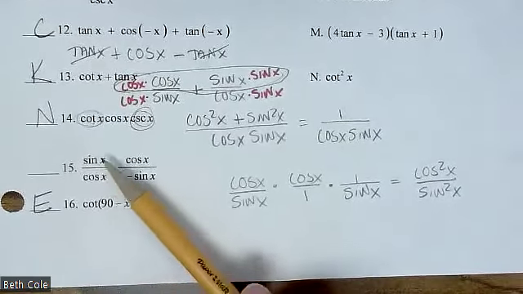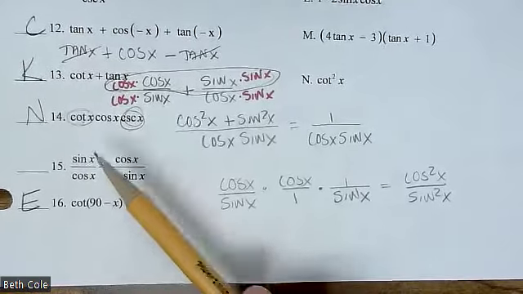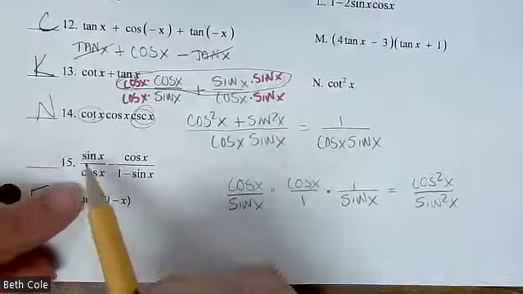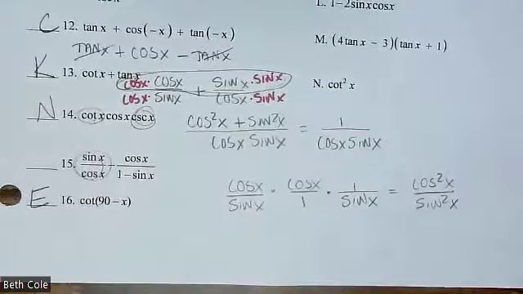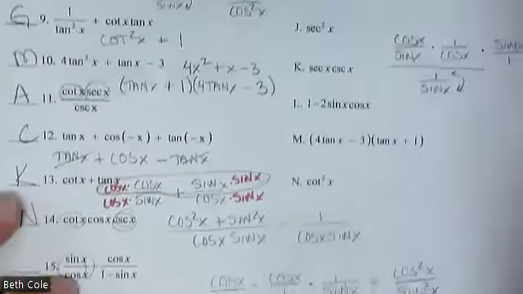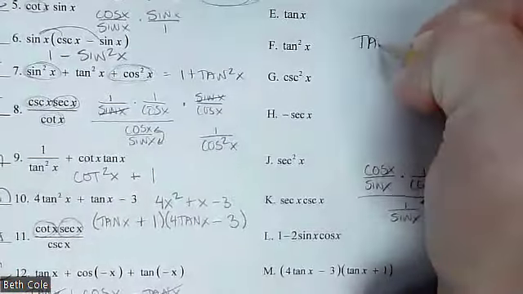So sine over cosine, is that what you guys notice first? Okay, we'll do it that way because there's a couple different ways you can do it. What can you replace sine over cosine with? Tangent. And I'm going to have to come up here because I ran out of space.